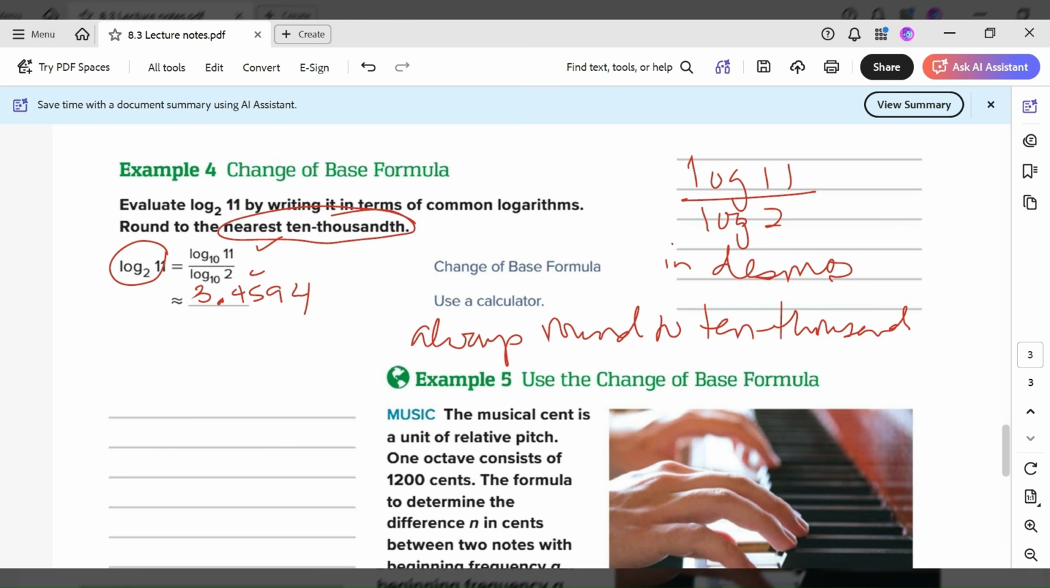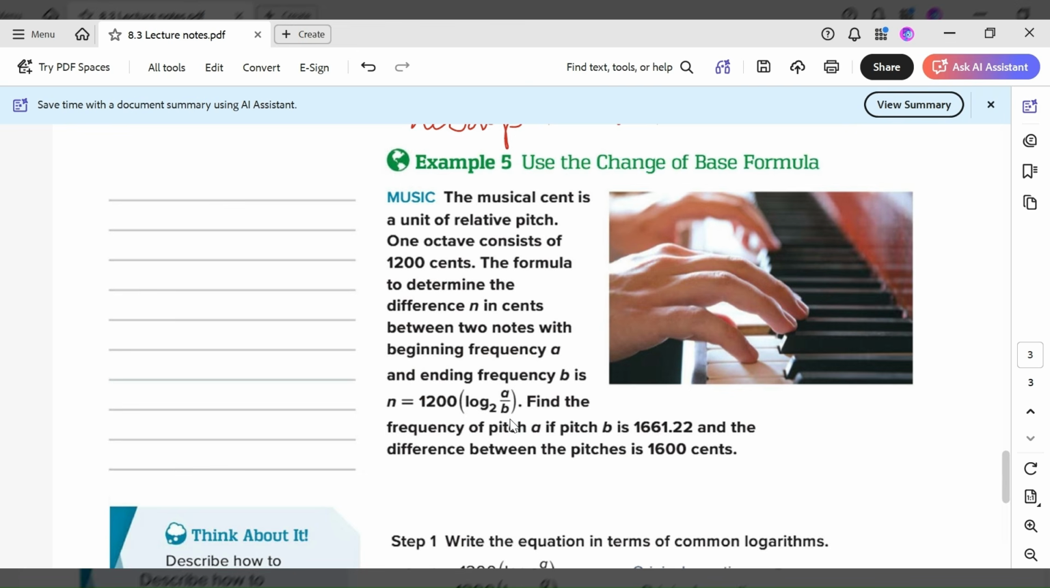In example 5, they want us to apply the change of base formula dealing with music. A musical cent is a unit of relative pitch. It says 1 octave consists of 1,200 cents. Now we have a specific formula to determine the difference in cents between two notes with beginning frequency A and ending frequency B, and they have a formula they want us to use.